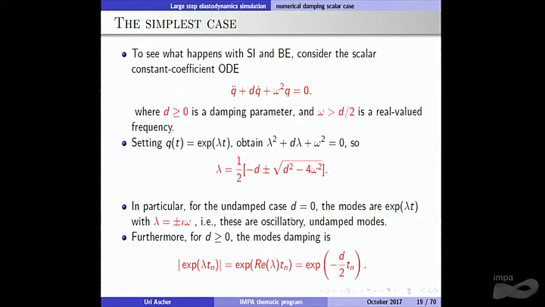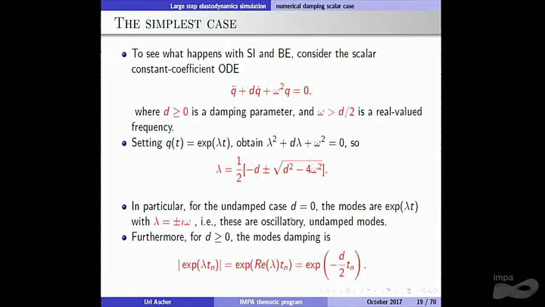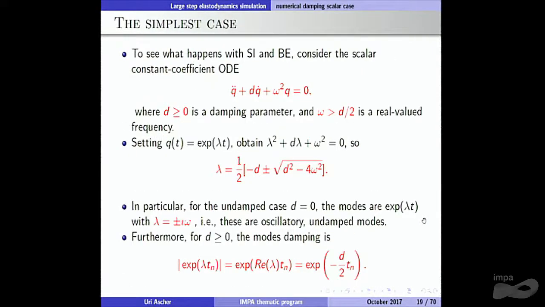And so for the exponent, if we look at the magnitude, we want to see how the damping works. This is what matters. So we want to see the magnitude of the exponent of lambda times t_n, where t_n is the step here. That will be the exponent of the real part of lambda times t_n. Therefore, it's only the d that counts. This guy does not count. Minus d over 2 times t. That's the decay. And now we say, what about Backward Euler? Let's set D to be 0. Oops, what did I do?